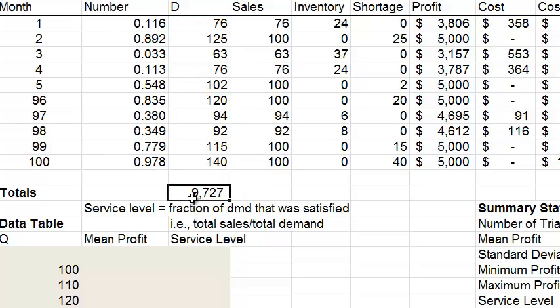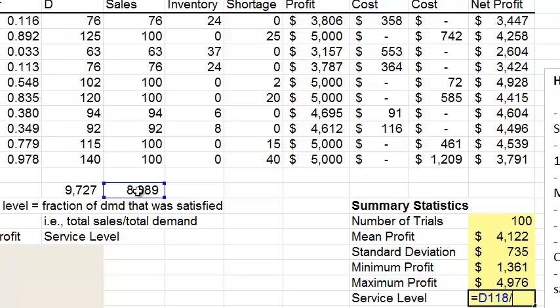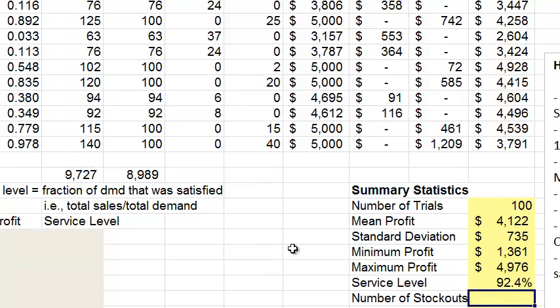Okay, and then let's just copy this over. So here we could say the service level was 89.89 divided by 97.27. Let's put that in. 89.89 divided by 97.27. 92.4% was the service level.